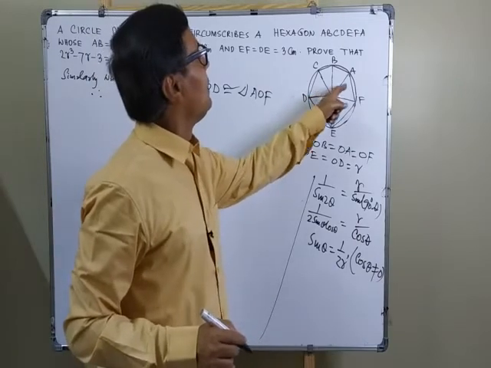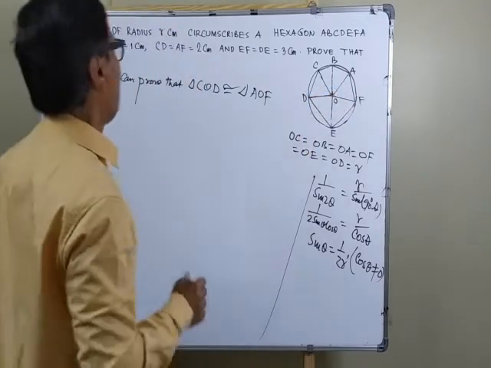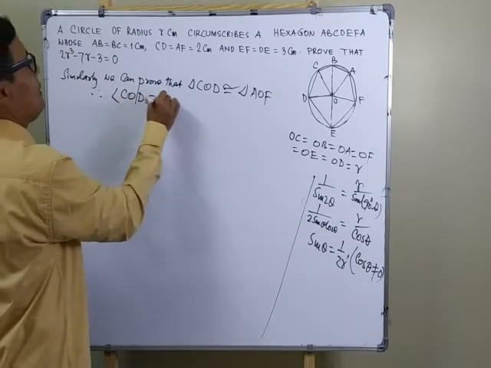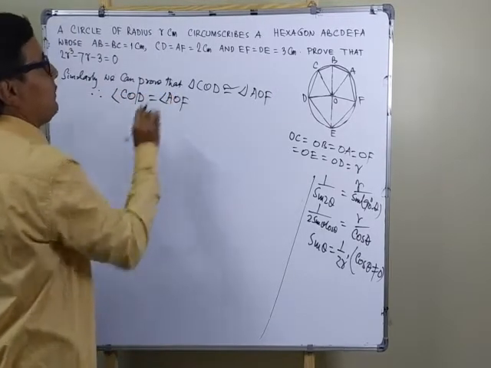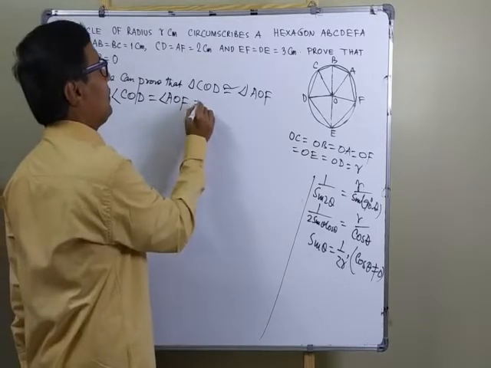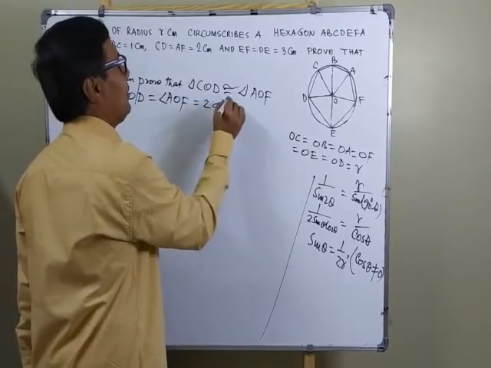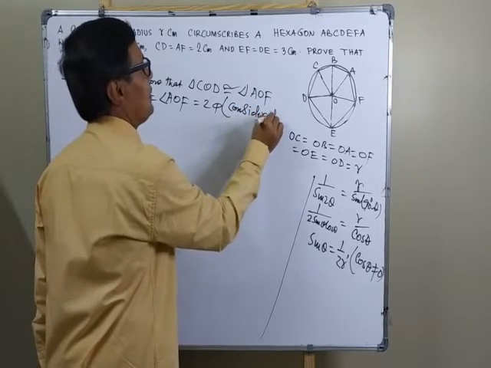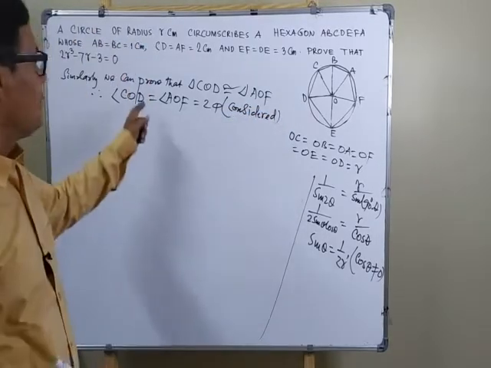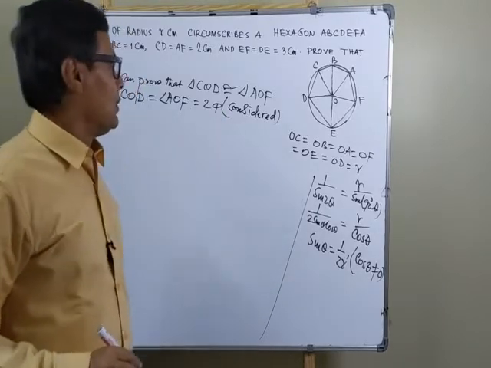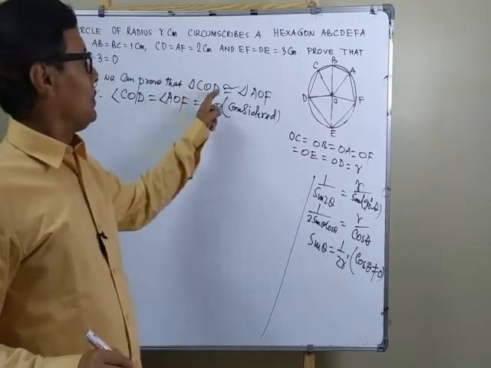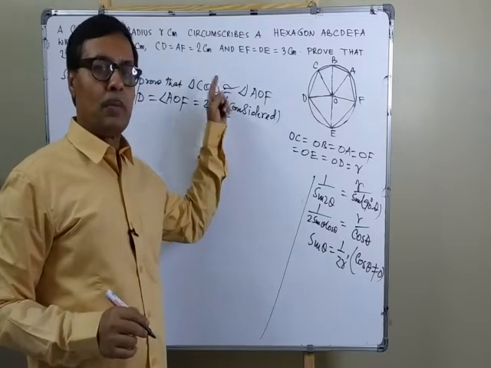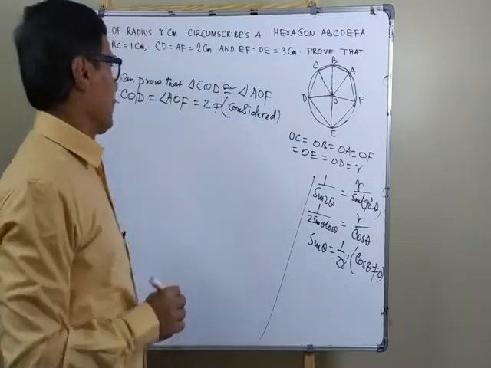angle COD is equal to angle AOF, which we consider as 2 phi. We can consider these two angles as 2 phi, and these two angles are equal because these two triangles are congruent to each other. We can prove it in the same way.